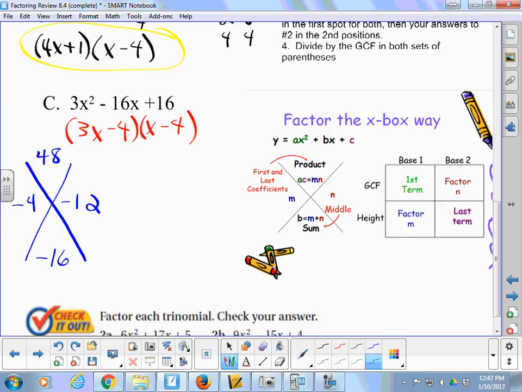So this is basically the same as with the airplane method. Now here's where it changes just a little bit. Now we're going to draw a box, a little 4x4 table. The first term of our ax squared plus bx plus c goes here in the upper left, so 3x squared is going to go there. The last term, 16, is going to go in the bottom right. So first and last term go there. And then the negative 4 and the negative 12 are going to go in the other two spots with an x.